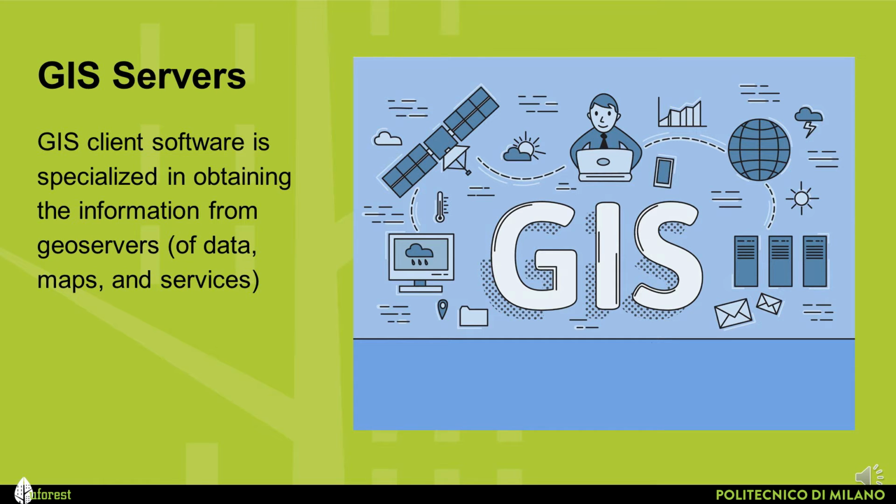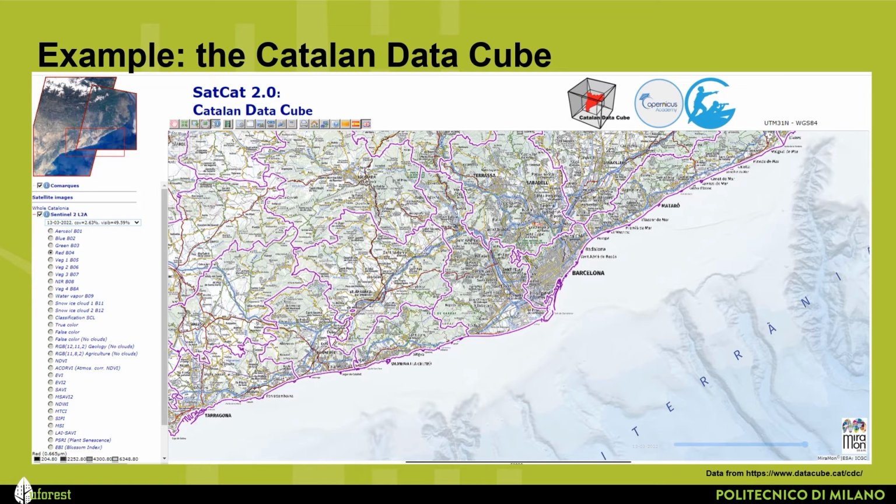GIS has converged to the general structure of information systems, including database management systems, languages, objects, and services. As a result, GIS software has become a kind of client software specialized in obtaining the information from servers of data, maps, and geoservices. Information available in these geoservers follows international standards that allow their interoperability among servers and clients. There is an example of these GIS servers in the Catalan Data Cube, which is an open source geospatial data server that helps you harness the power of satellite data.